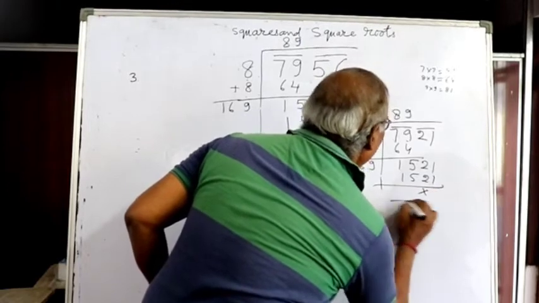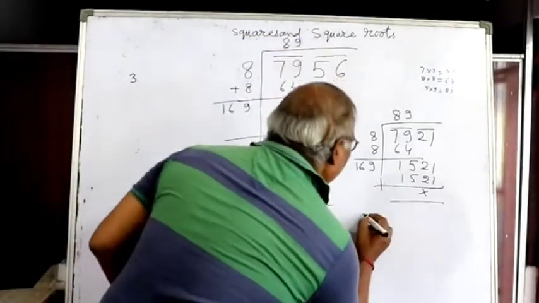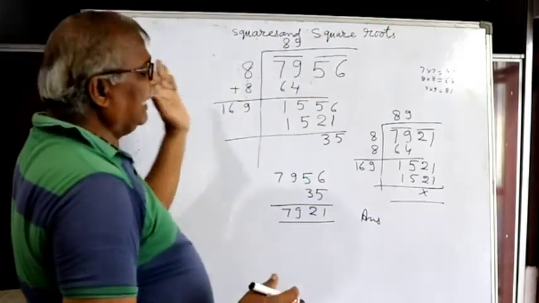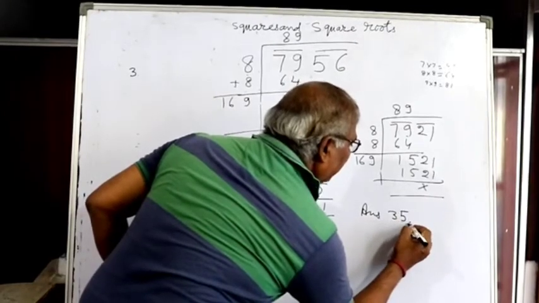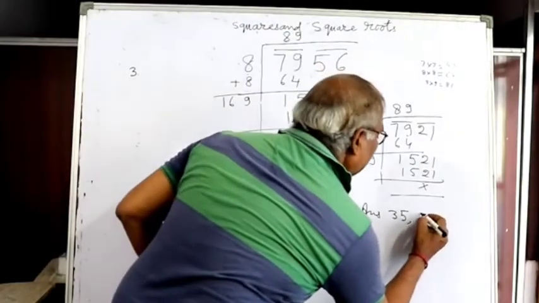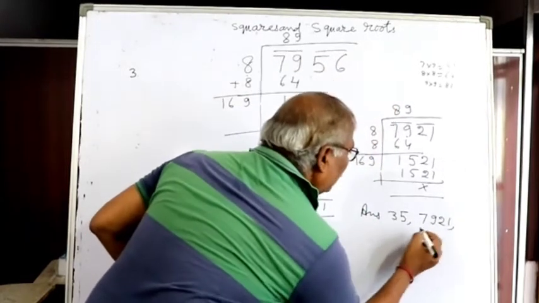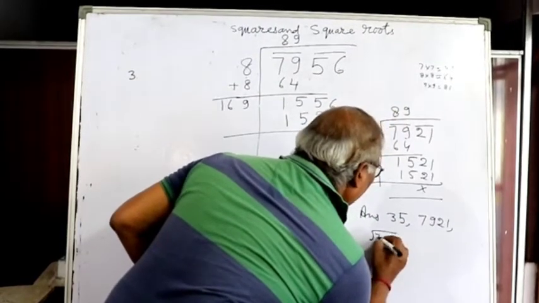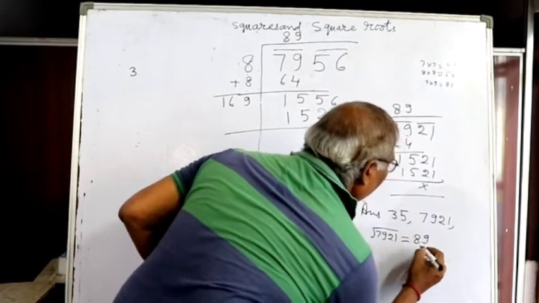So 89 is the square root of the perfect square number. Then the answer is the required number. The least number which must be subtracted is 35, and the perfect square number is 7921, and its square root is 89. Square root of 7921 is 89. This is the answer.